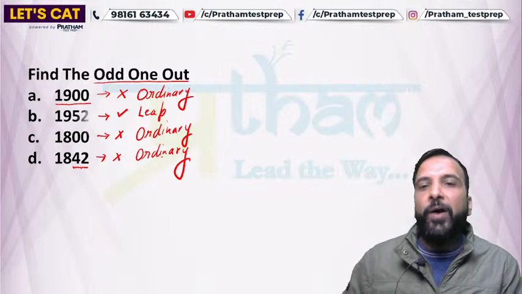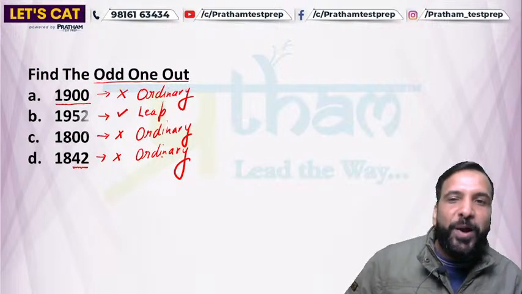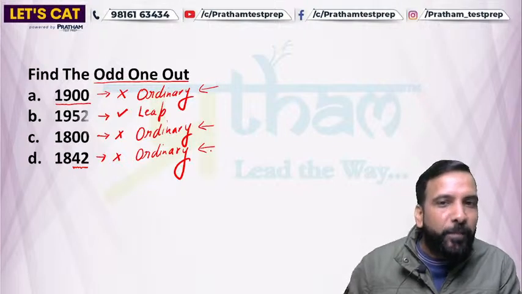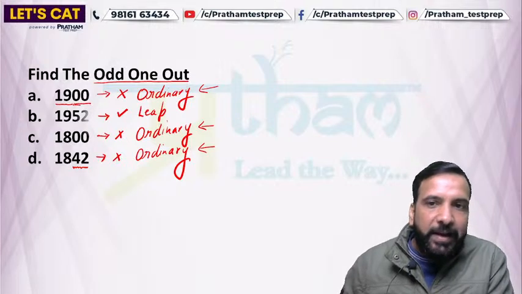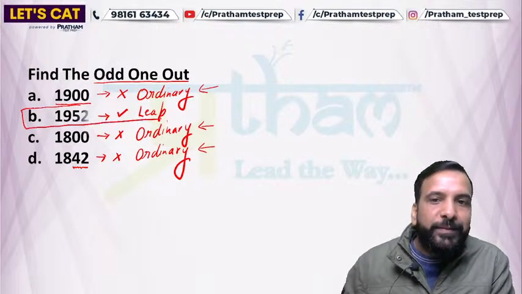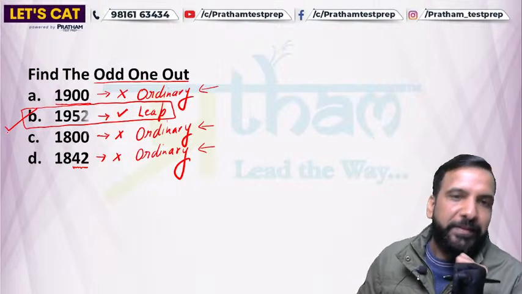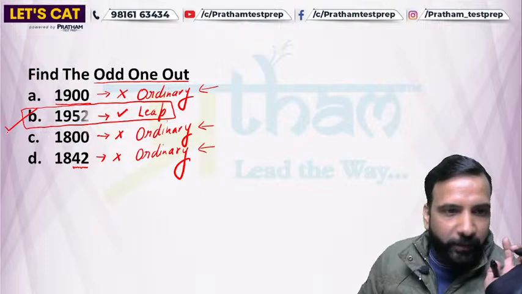Now you can easily identify which one is odd out of the given 4 options. 3 years are ordinary years, so they are following some common pattern, right? And this 1 year is a leap year. So this one is odd. The correct option is option B, right? This question is based on the concept of leap year.